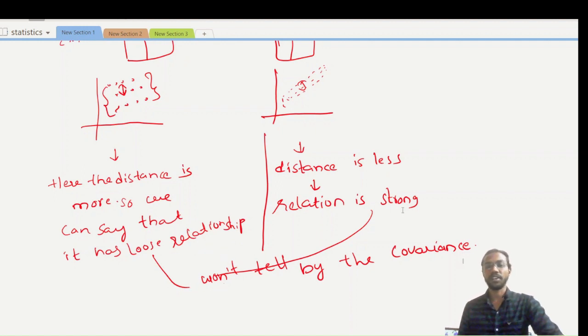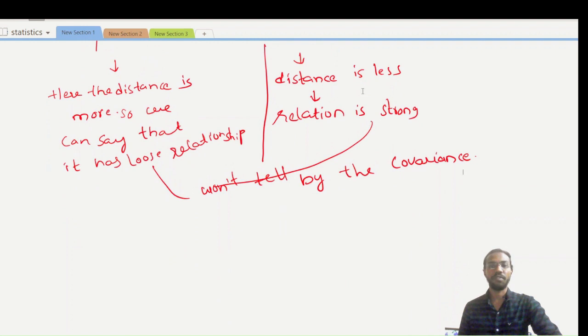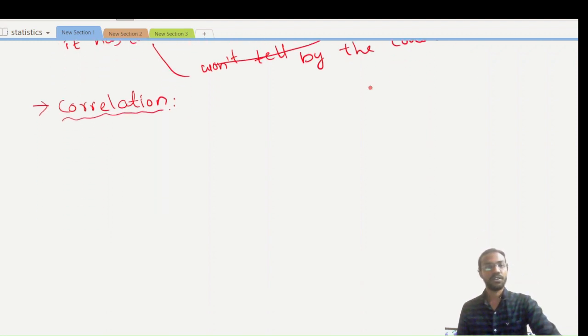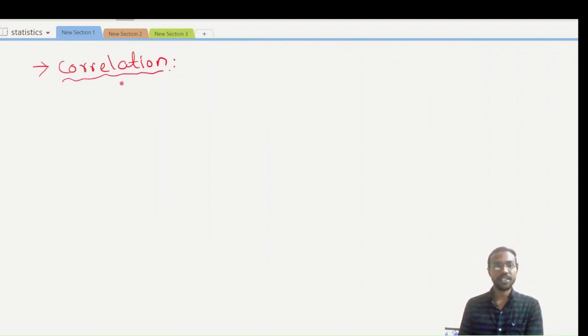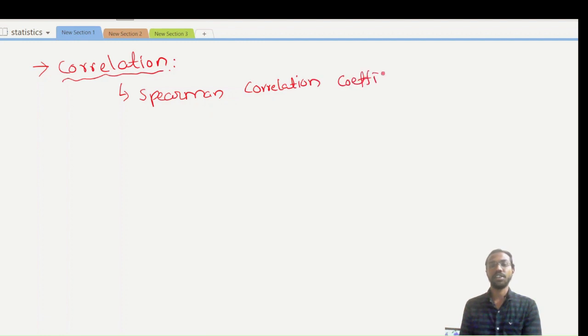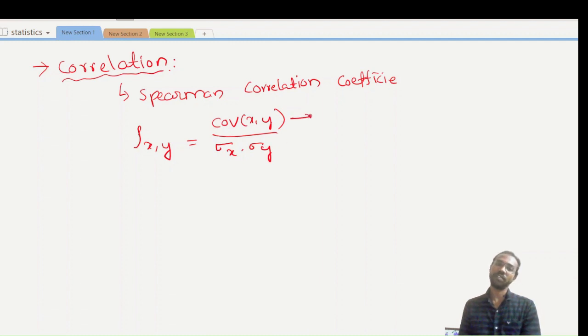For this drawback, we cover the topic of correlation. These drawbacks are solved in correlation. Now, what do we mean by correlation? Correlation is also known as the Spearman correlation coefficient. It is denoted by rho of x comma y, since we are dealing with two variables, and the formula is covariance of x comma y divided by sigma of x into sigma of y. Here covariance of x comma y is summation i equals 1 to n of (xi minus mu x) and (yi minus mu y).